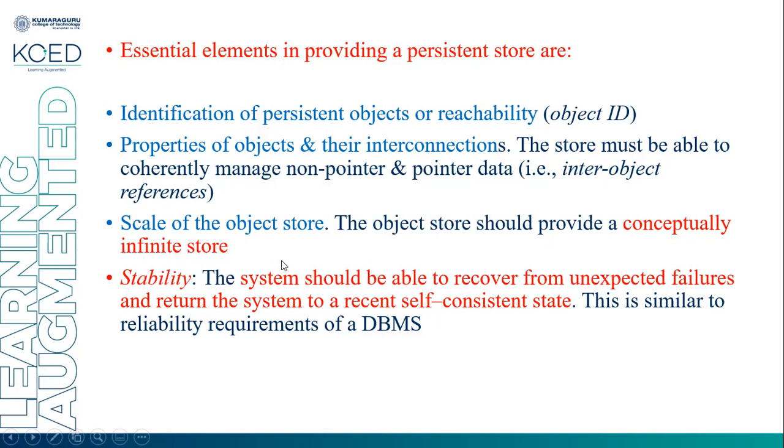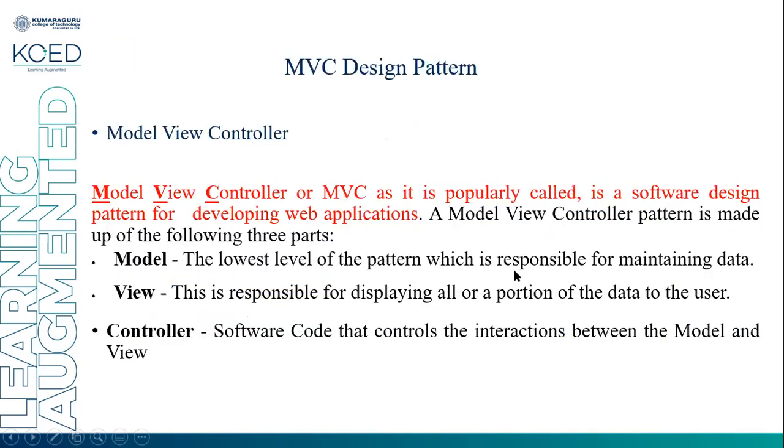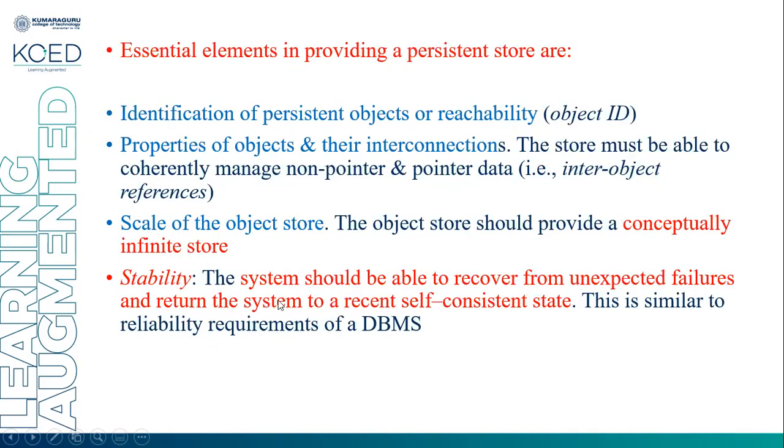The next one is stability. The system should be able to recover from unexpected failure and return to a recent self-consistent state, the previous self-consistent state. This is similar to the reliability requirement of the database management system. So the essential elements in providing a persistent store are identification of the persistent object or reachability through object ID, the persistent object and its interconnection, the scale and size of the object store, and stability.